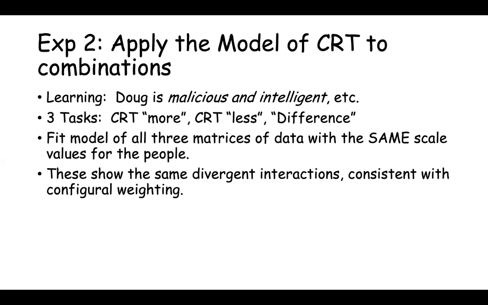We then applied this to combinations. So now the learning task involved Doug is malicious and intelligent, and Fred and all the same kind of names. And there were again 3 tasks. Which do you like more? Push the button for the one you like more, push the button for the one you like less, and judge the difference in likableness. And again, we have that same model we fit to all 3 matrices of data with the same scale values for the people who are now combinations.